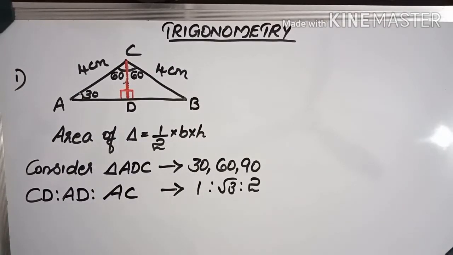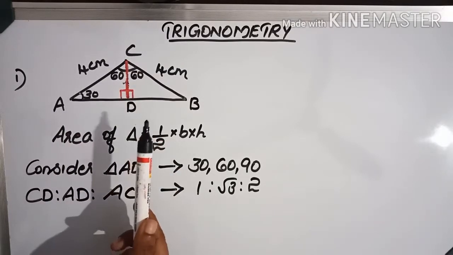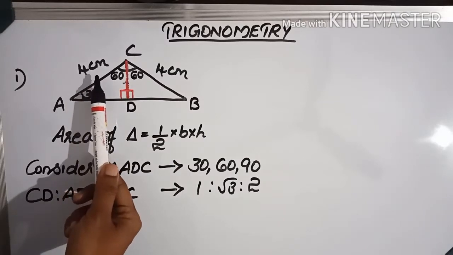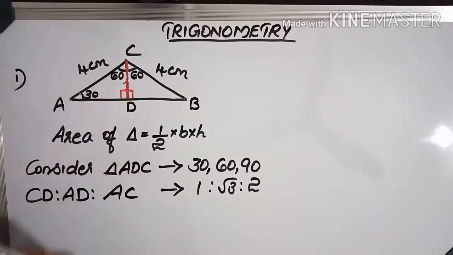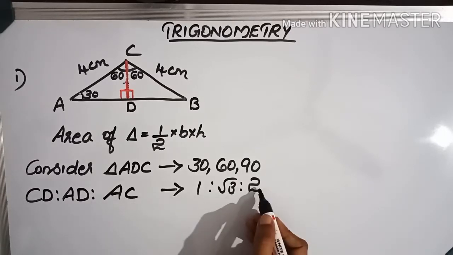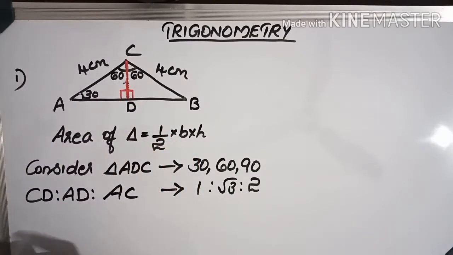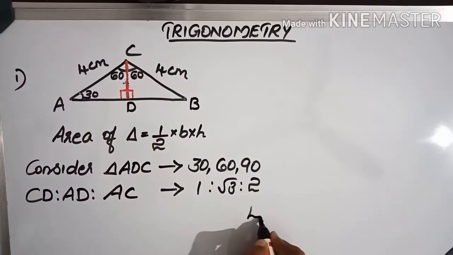For that, at least one side will be given in the question itself. At least one side, then only we can solve this. So which is the side given for this triangle? In this triangle ADC, one side is given, that is 4 centimeters. That is AC is 4 here. AC means 90 degrees opposite. 90 opposite is 4 centimeters. So here we have 4.